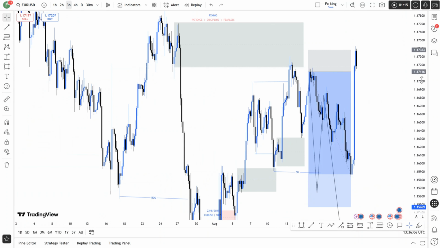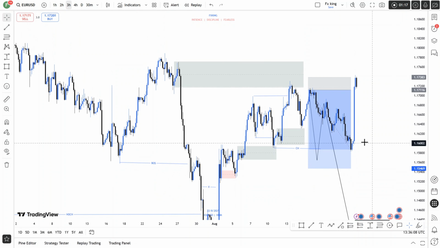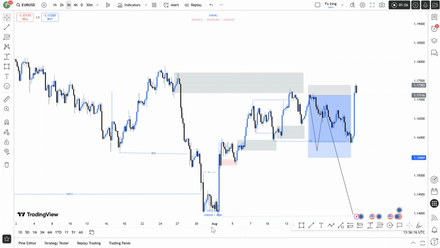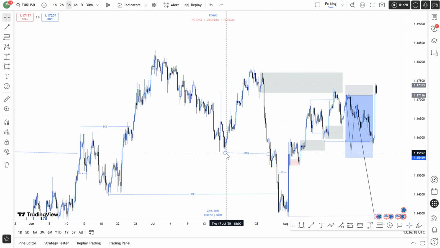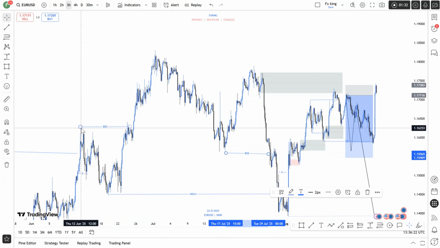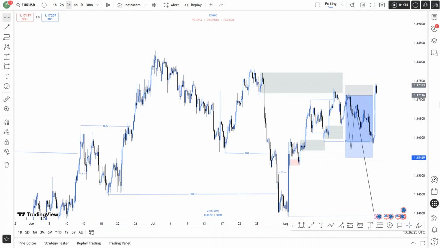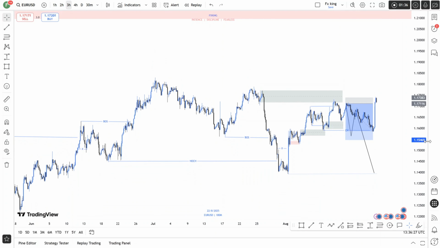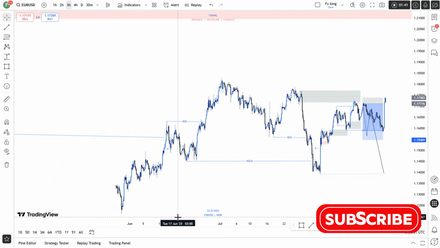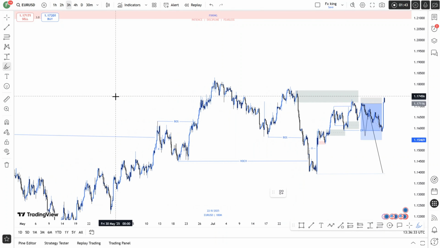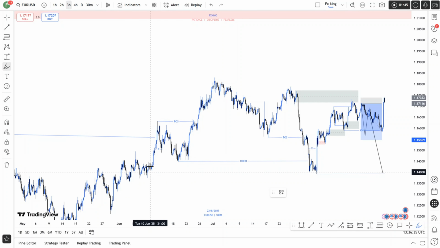You can see that this pair has not yet completed our setup. It came very close to our TP and it reversed on us. Obviously, I'm sure the majority of the people should have taken profit by then. So now, what do we look at on this Euro USD? First of all, we look at our structure points. Here, we have this swing structure point, right? The market is bullish here.